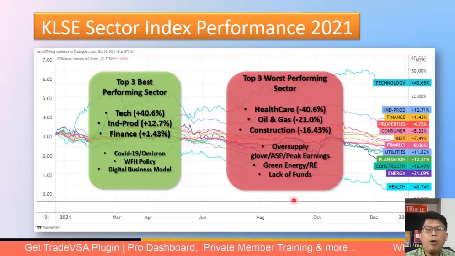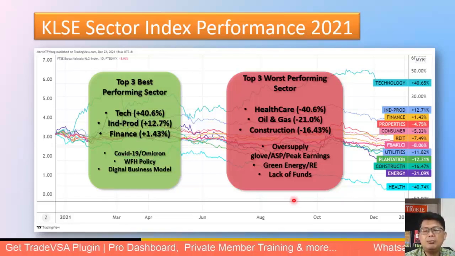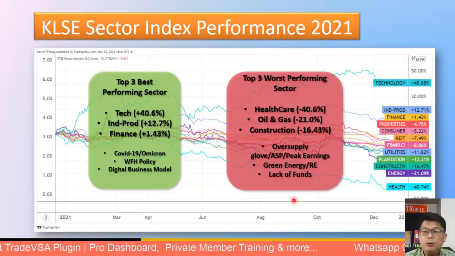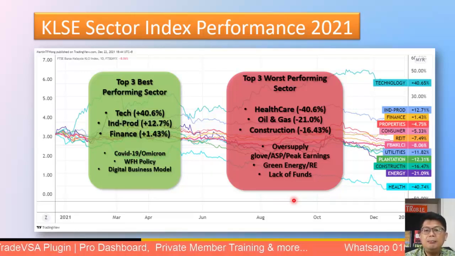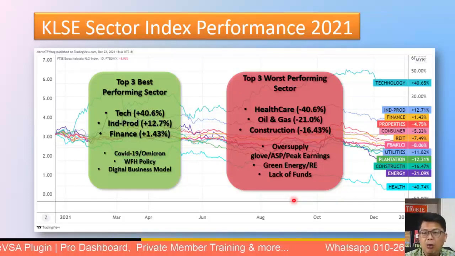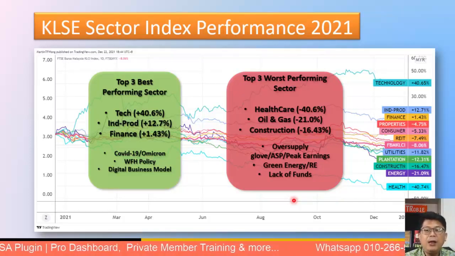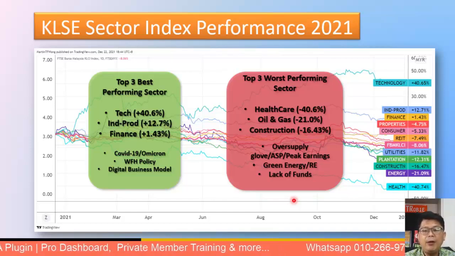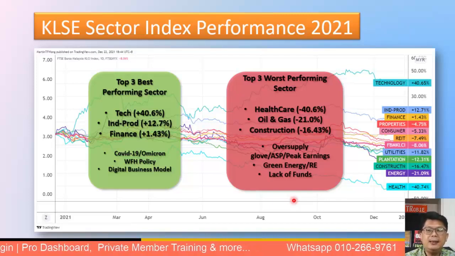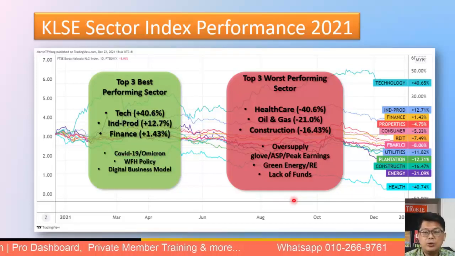Now going forward, oil and gas also has a very negative return of -21%, and that's, in my opinion, due to the green energy perception and the renewable energy coming in there. As much as possible, people are starting to dump their oil and gas, and it has become a very value stock and continues to pay very, very good dividends. And then the third worst performing sector in the KLSE is construction.